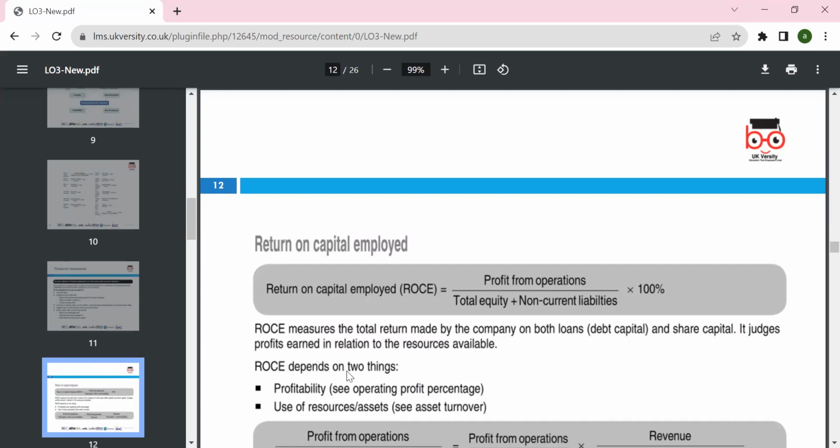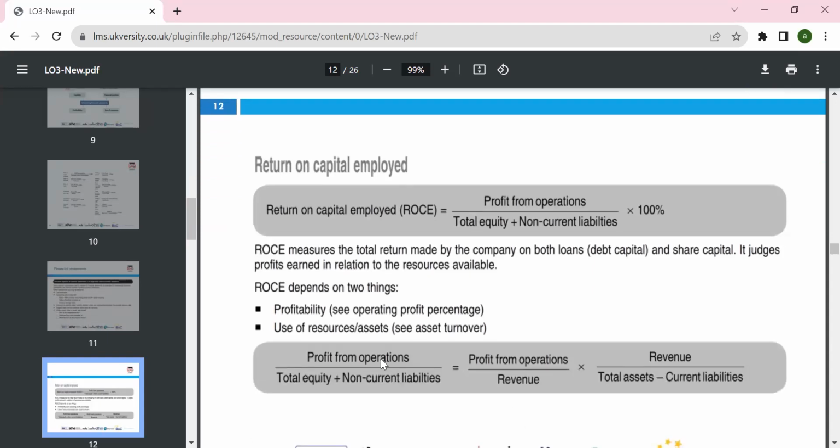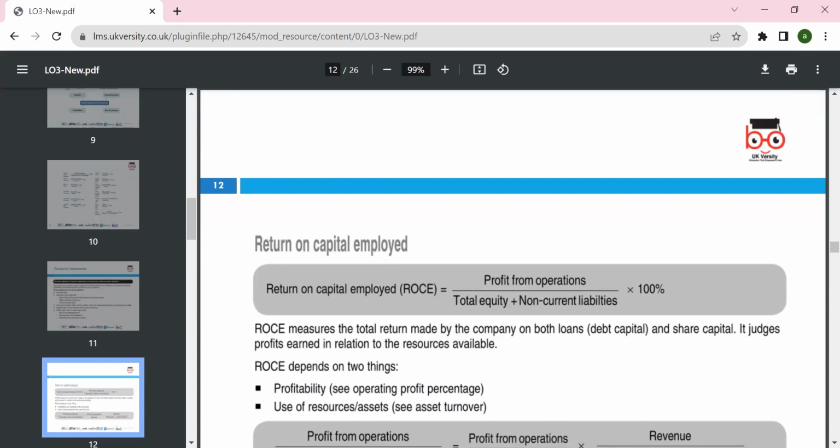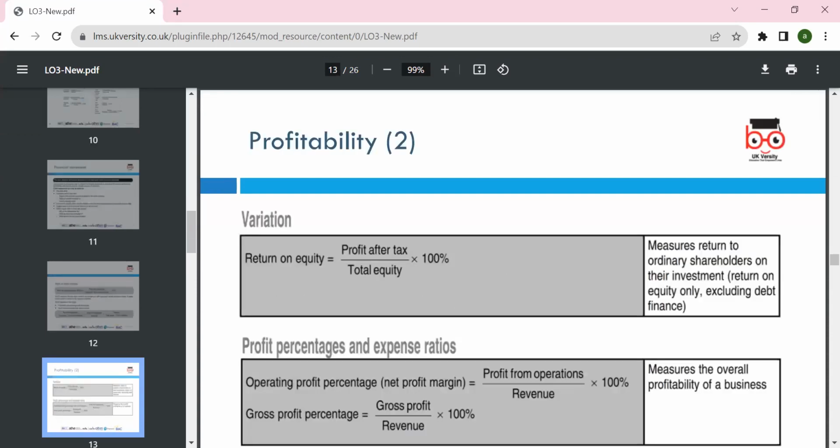ROC depends upon two things: profitability, that is the operating profit percentage, and the resources and assets which you use. So different formulas can be used. Profit from operation divided by equity plus non-current liabilities equals profit from operation divided by revenue, times revenue divided by total assets minus current liabilities. Your figures will come out the same for ROC. Then we can look at different variations, like return on equity. We calculate profit after tax divided by total equity. Equity means how much share capital you have.